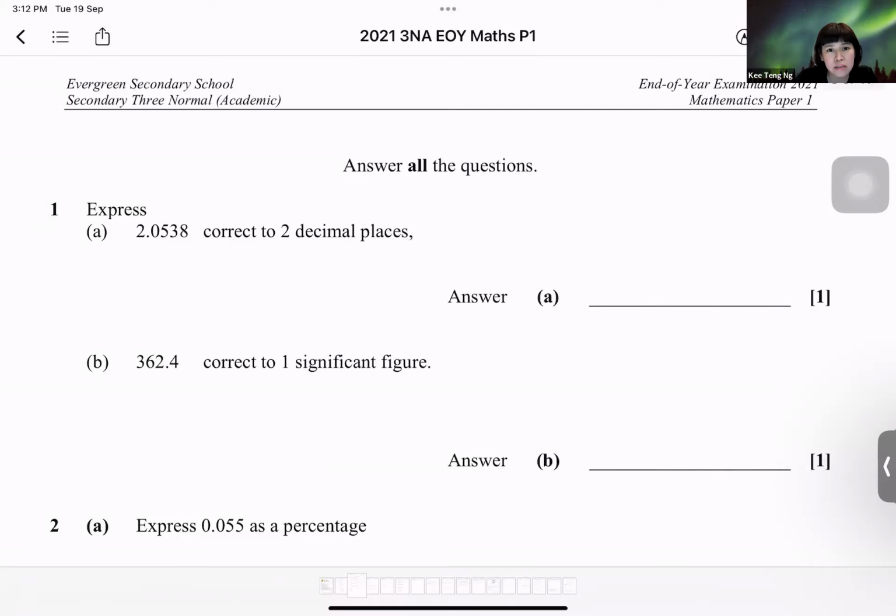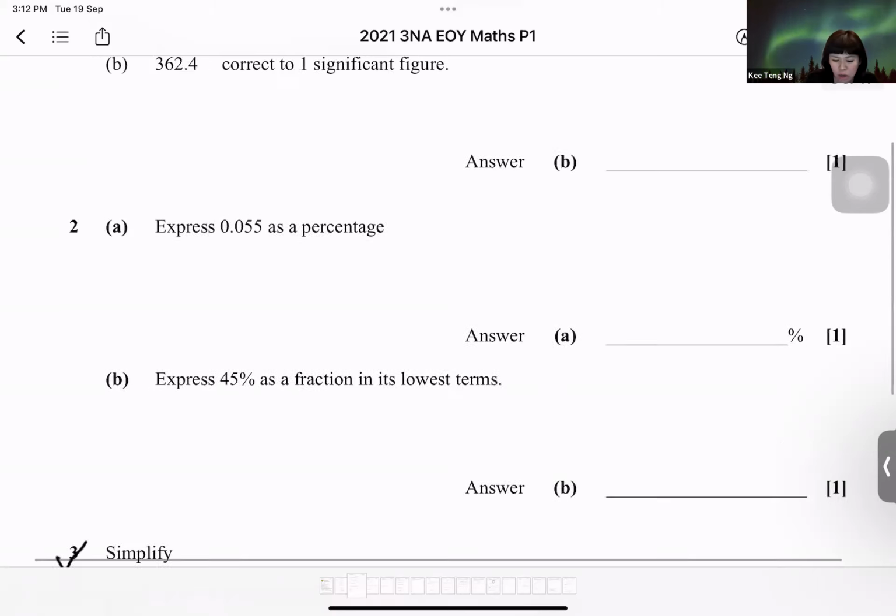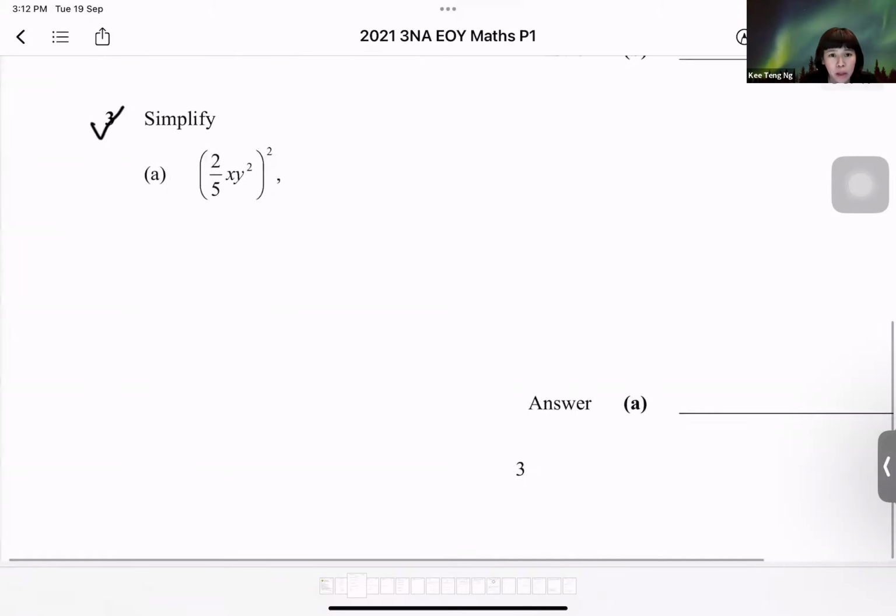Now in this part of today's video, we're going through Sec 3 NA 2021 end of year paper 1. We'll be going through some of the harder or slightly more difficult questions, or some of the questions that you have forgotten, but it's necessary to know that you must know how to do. So I shall begin with question number 3.